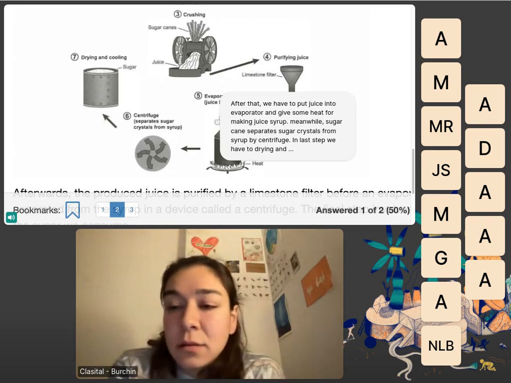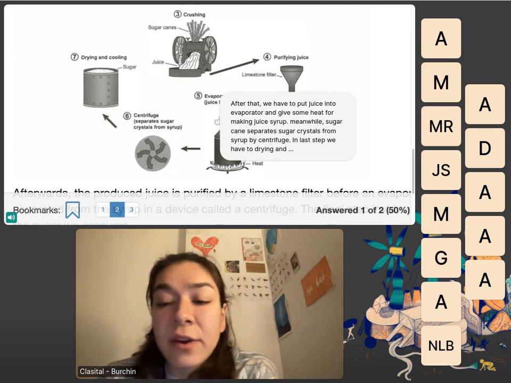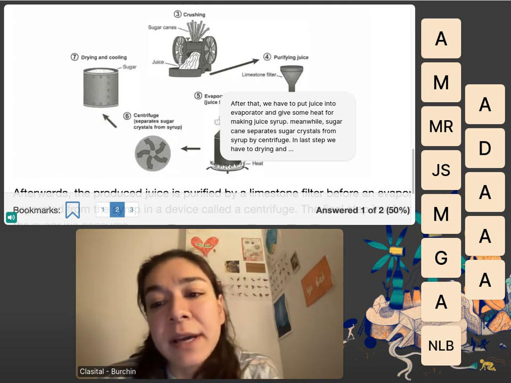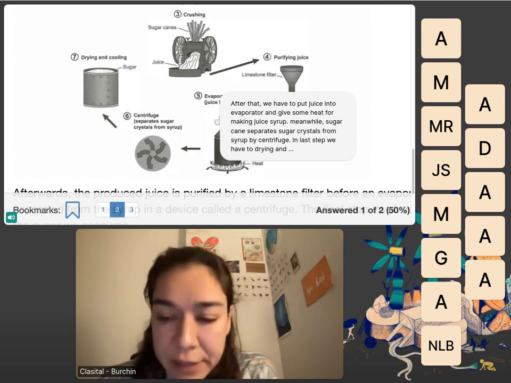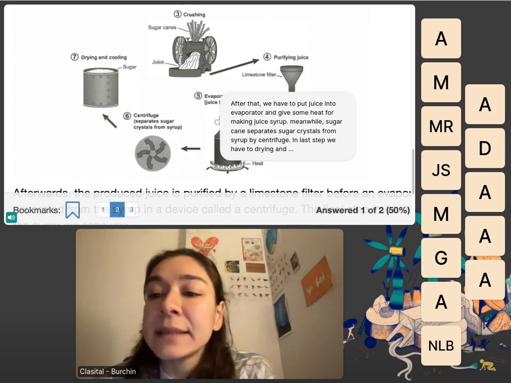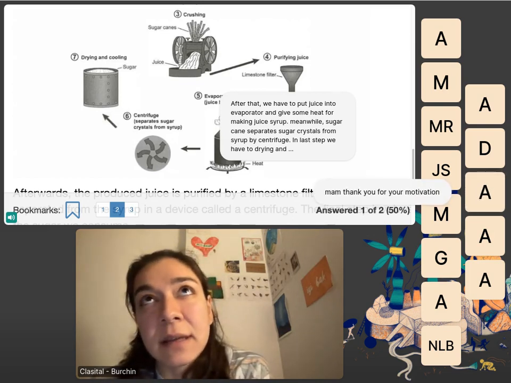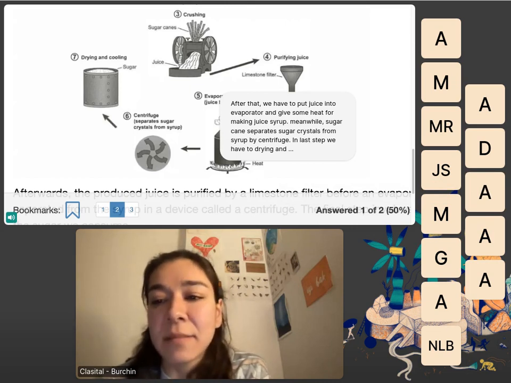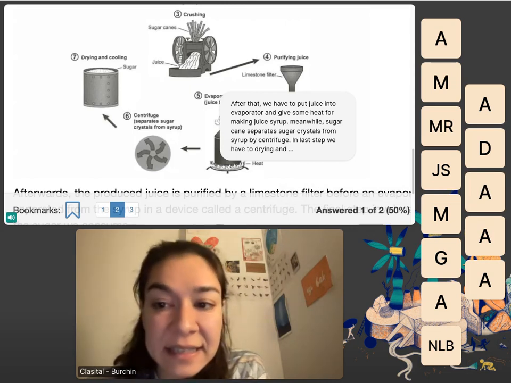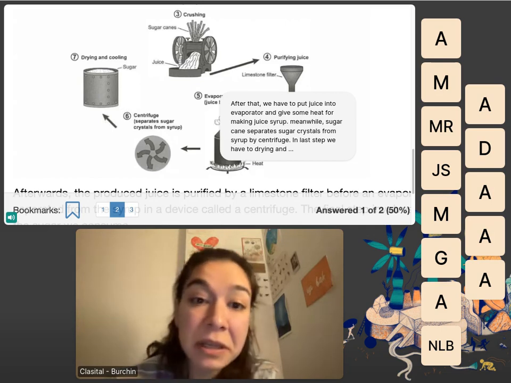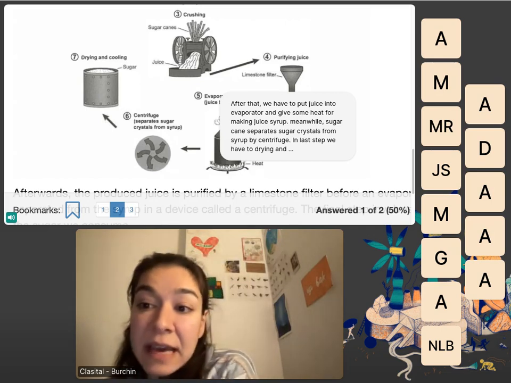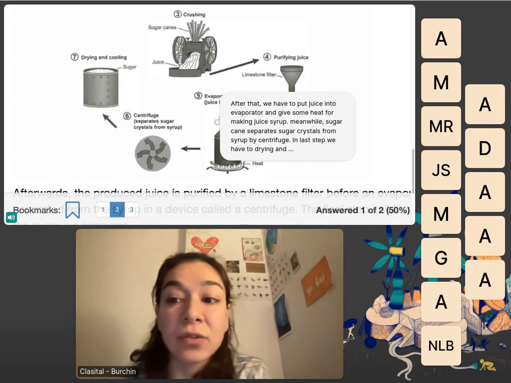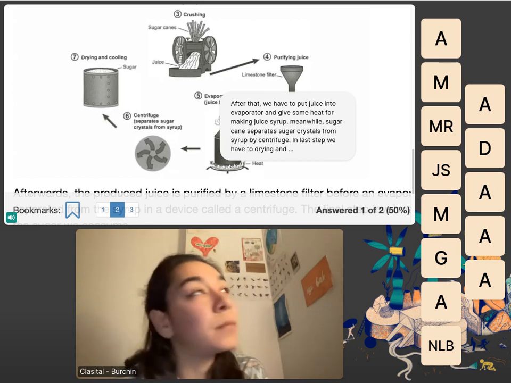Ansa says, the extracted juice is purified by using limestone filters. Nice. It is then, it's, you're using it a second time. It is heated in vessels. Nice. In vessels, and after evaporation, it turns into a thick syrup.